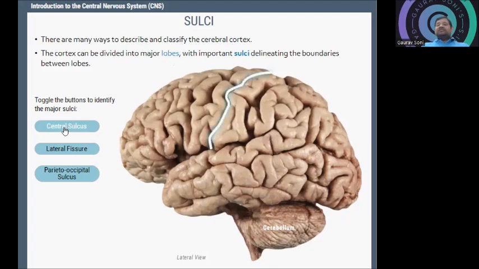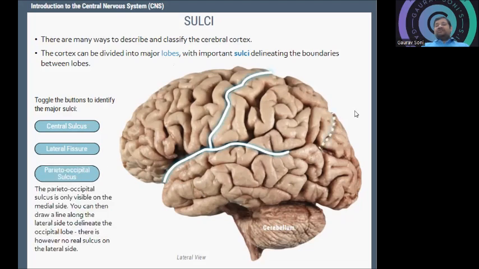You can see this is the central sulcus, this is the frontal lobe, parietal lobe. Then you can see the lateral sulcus, with parietal, frontal and temporal lobe downside. And there is one imaginary one, which is the parieto-occipital sulcus. As the name suggests, it separates the parietal and occipital lobes. The parieto-occipital sulcus is only visible on the medial side. You can then draw a line along the lateral side to delineate the occipital lobe. As such, there is no real sulcus here.